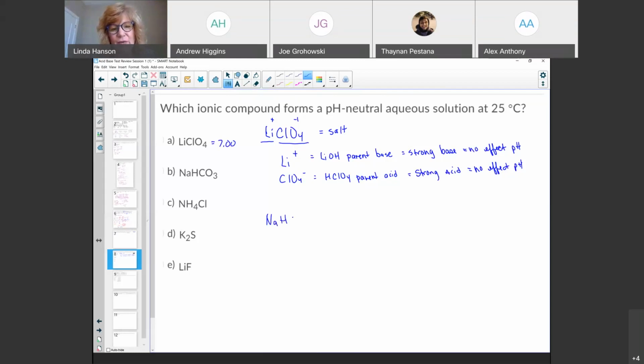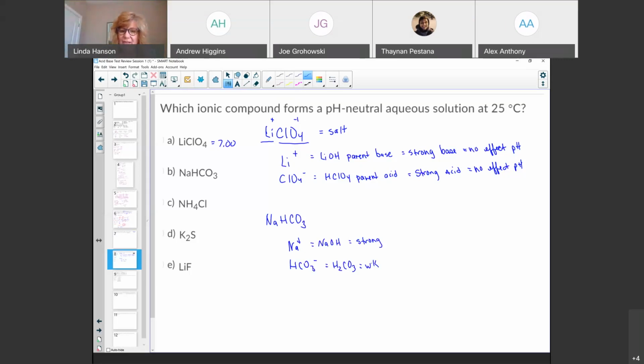NaHCO3? Sodium ion, the hydrogen carbonate ion. The parent base would come from sodium hydroxide. The parent acid comes from carbonic acid, H2CO3. See, I'm just adding another H on to find the parent acid. We recognize the base as strong. We recognize this acid as not being strong, so therefore we know that it's weak.